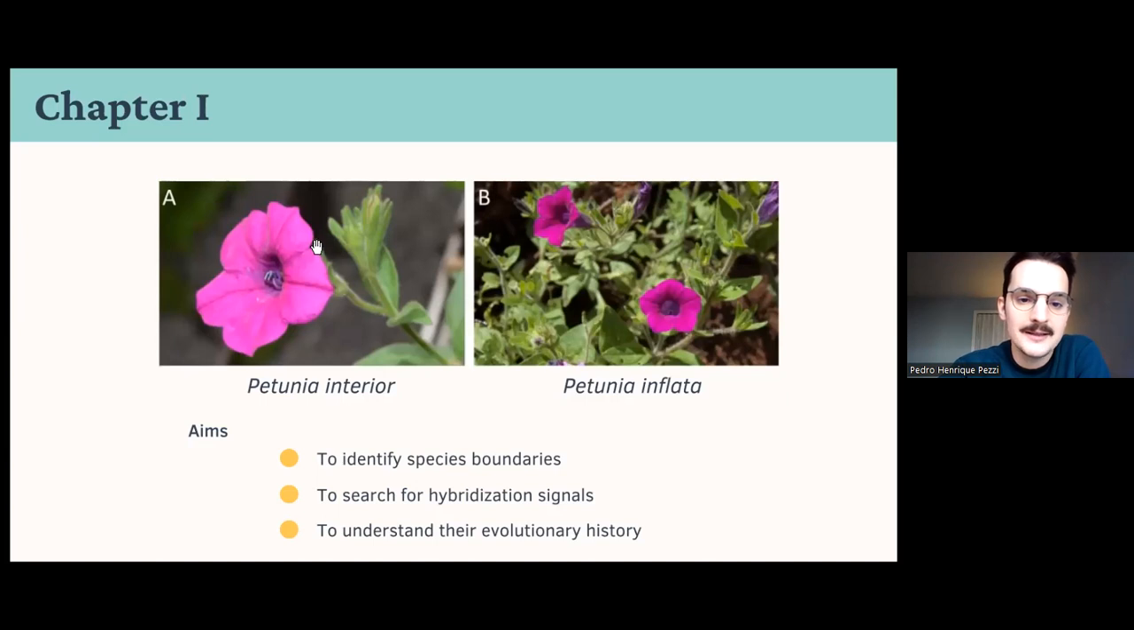So this is what they look like. This is Petunia interior, this is Petunia inflata. They are very, very similar. And I would say all the species from the short corolla tube are very, very similar to the figures we can see here.